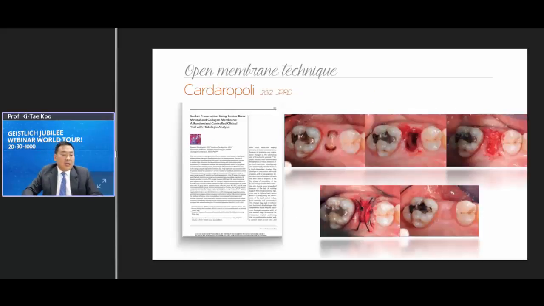So this is a study by Dr. Kadaropoli, and it showed that the open membrane technique is very rewarding and also very promising, with very predictable results, showing good keratinized tissue and also minimal resorption on the buccal side. So I think this is a very good reference we could use to justify the reasons for the open membrane technique.